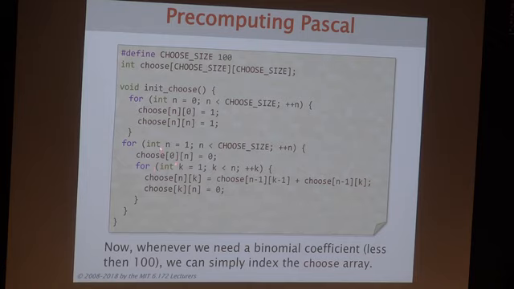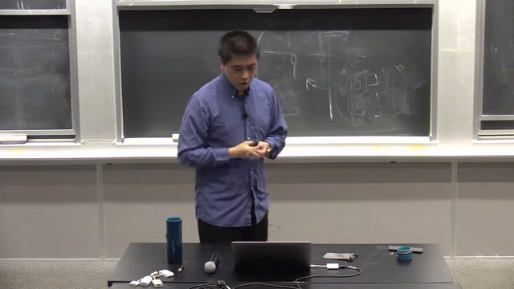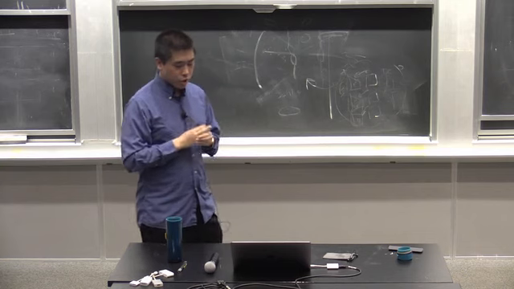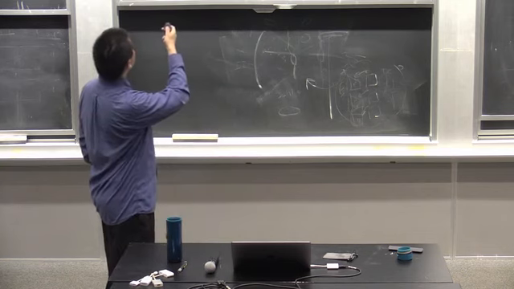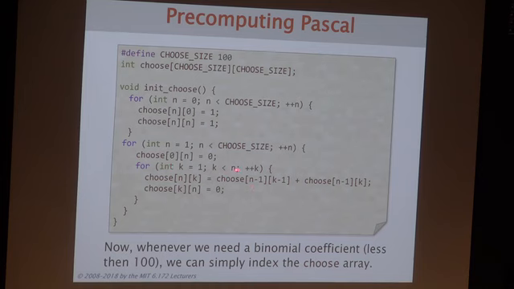Now we have a second loop, which goes from n equals 1 all the way up to choose size minus 1. First we set choose of 0, n to be 0, because here k is greater than n, so there's no way to pick more elements than the number of things in the set. Then you loop from k equals 1 all the way up to n minus 1, and you apply this recursive formula.